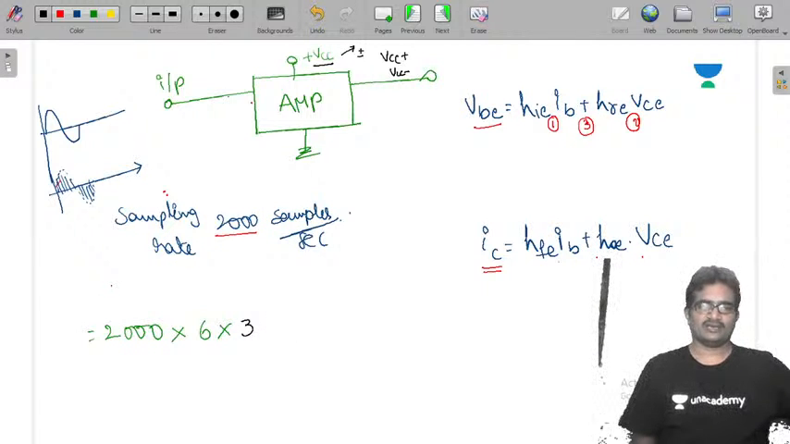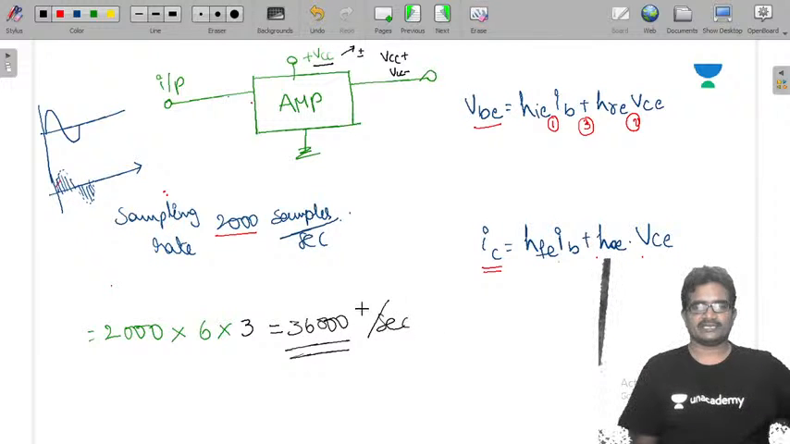Okay, now it is 36,000 calculations worst case per second. 36,000 calculations it has to perform per second.